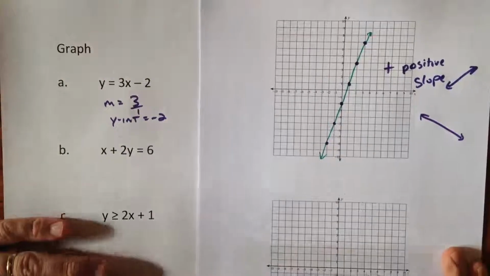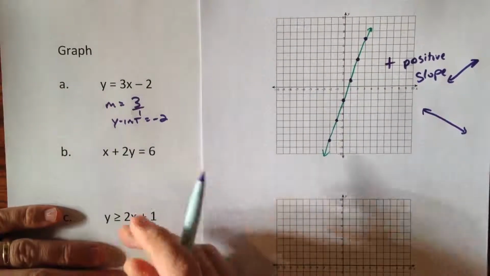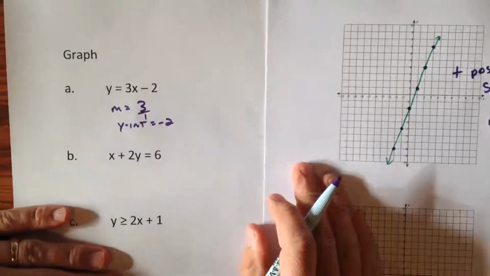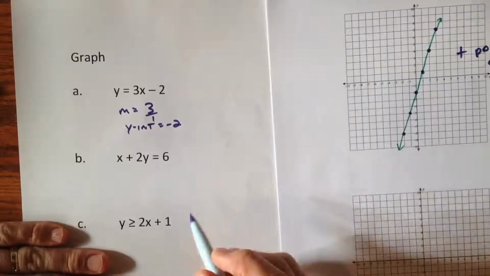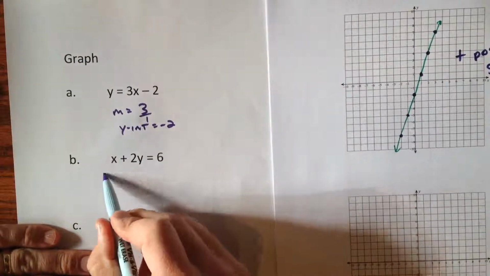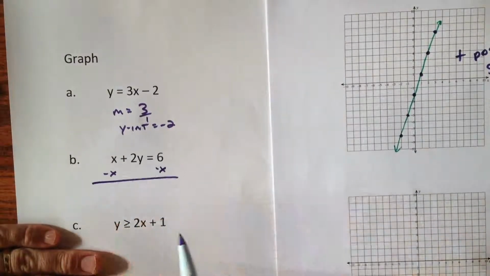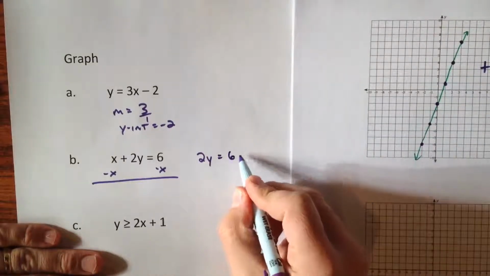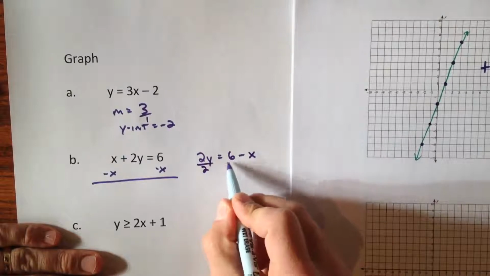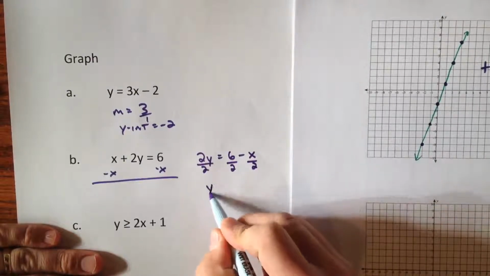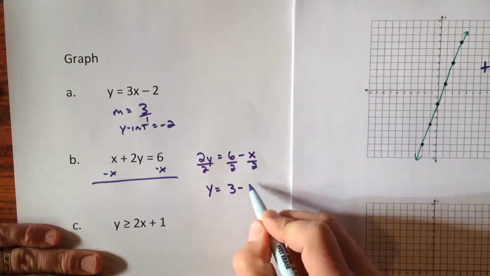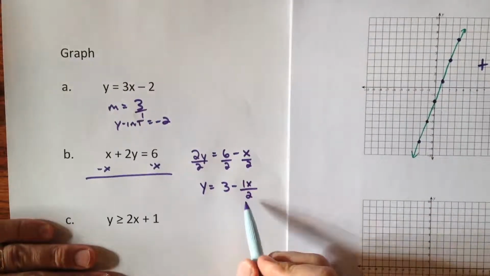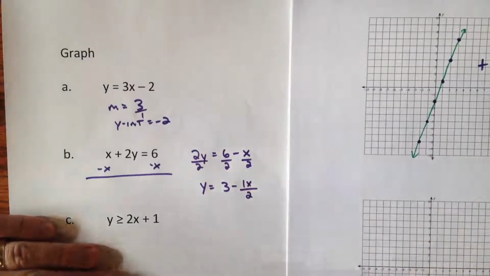Alright, number 2, or letter B here. Most of us are probably going to take the time and put this in slope-intercept form. So to do that, it looks like I have to subtract x from both sides. So now I have 2y equals 6 minus x, and then divide by 2, and y equals 3 minus 1x over 2. So my slope looks like it's negative 1/2, and my y-intercept is 3.